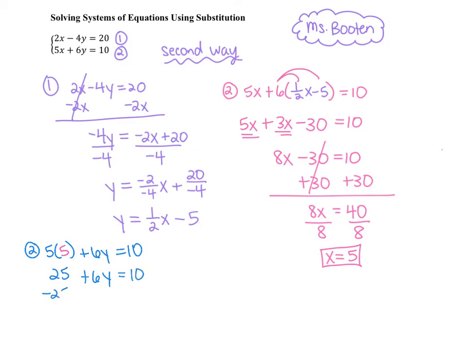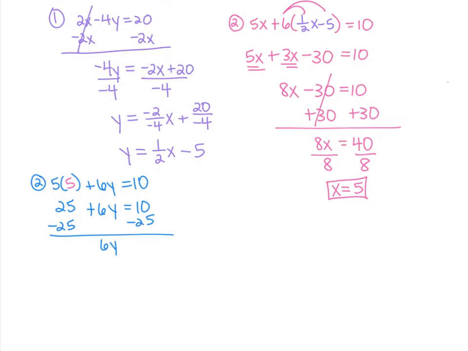And then we have to isolate that term with the variable, so we're going to subtract 25 from both sides, leaving us with 6y on that left side equals, and then 10 minus 25 is negative 15. Use a calculator if you're unsure. And then our final step is to divide by 6. So you can tell this doesn't divide evenly, but it's actually not bad. Negative 15 divided by 6 is negative 2.5.